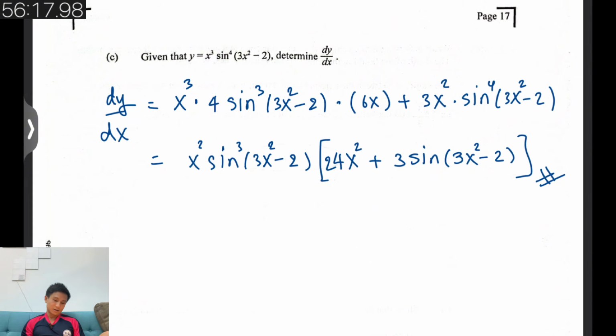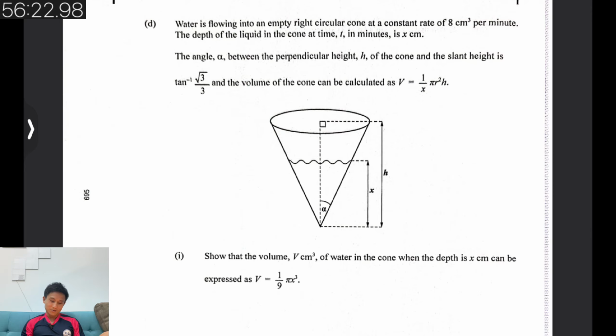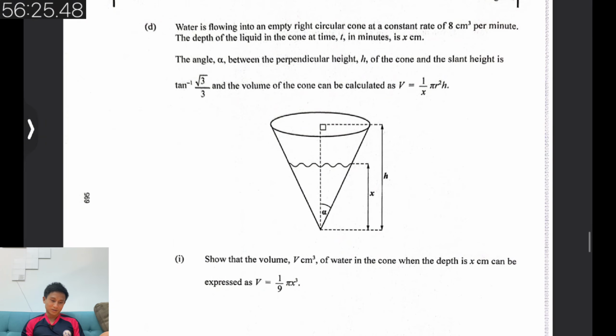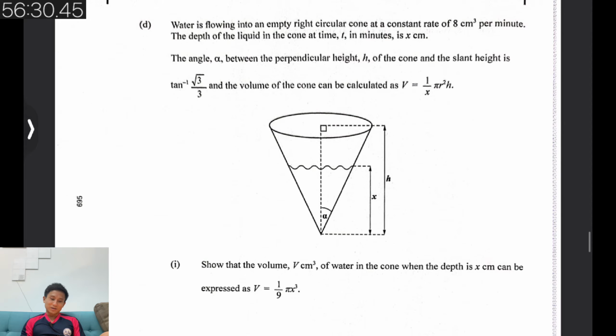All right. Next. Ooh, what do we have here? Interesting. This is similar to the A-level question. Part D. Water is flowing into the empty right circular cone at a constant rate per minute. So this is the volume rate dV by dt. The depth of the liquid in the cone at time t in minutes is x centimeters. We can see that in the diagram there. The angle alpha between the perpendicular height of the cone and the slant height is arctan of that.